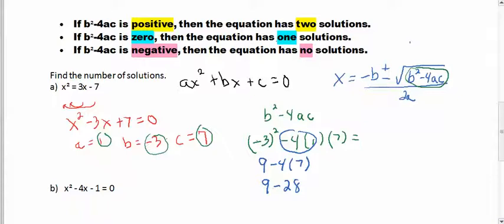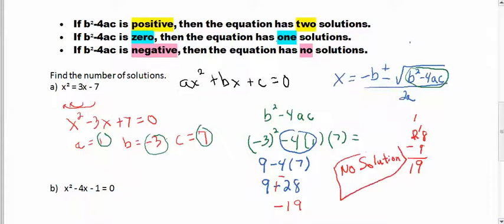Then we're going to finish this off. 9 minus 28, I would do the math, and it would be -19. So it's -19. We said up here, if our answer is negative, this is a no solution problem. Because the answer that we got after we did the math was negative, there's no solution. And that's my answer to the first one.